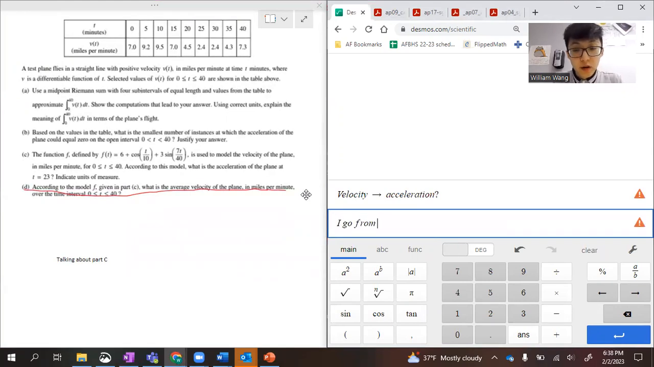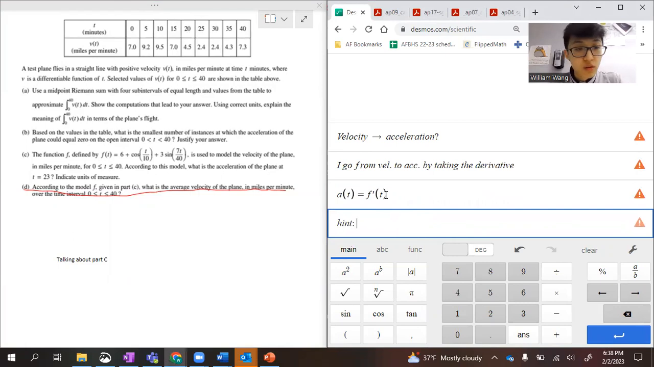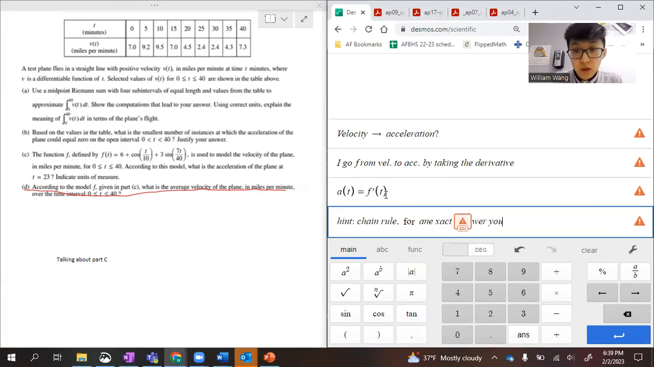I go from velocity to acceleration by taking the derivative. So that's basically your hint: my acceleration, in this case, a of t, is going to be the derivative of this function. So I could write this as f prime of t. Acceleration is my derivative. Now, for each of these, I will give you a hint. The rule would be a chain rule. And for a decimal answer, for an exact answer, you would use a calculator.